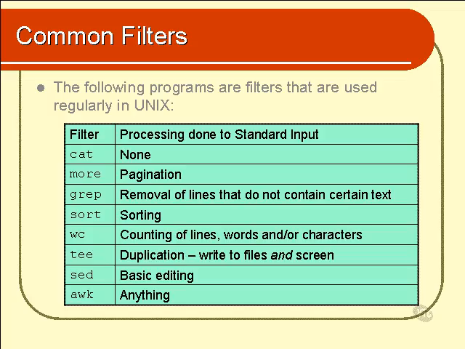Next on the list is tee, as in T intersection, which is a program that will take its input and write it to two places. It will write it to the screen, which can obviously then be redirected using the pipe symbol, and also write it to a file, or several files. I'll give you a brief example of that.